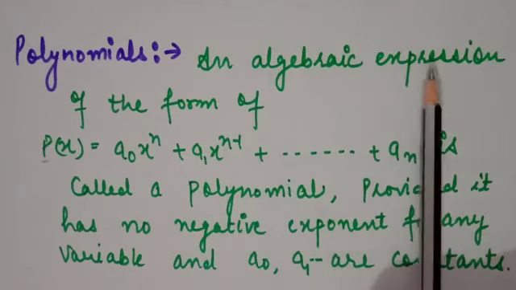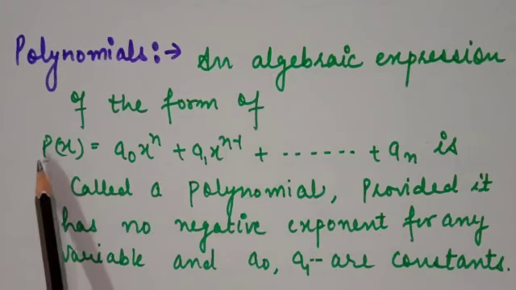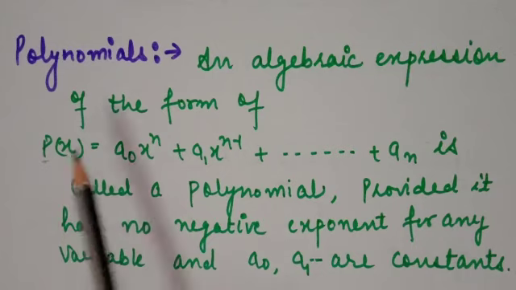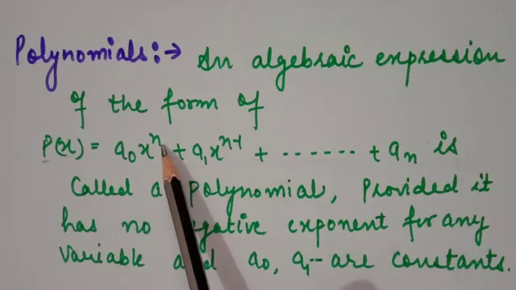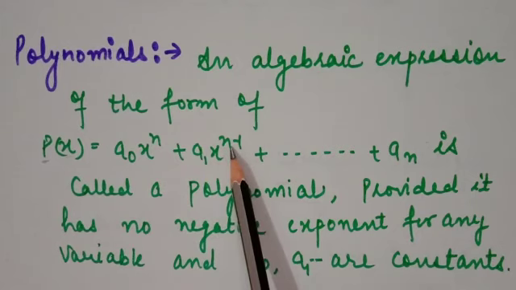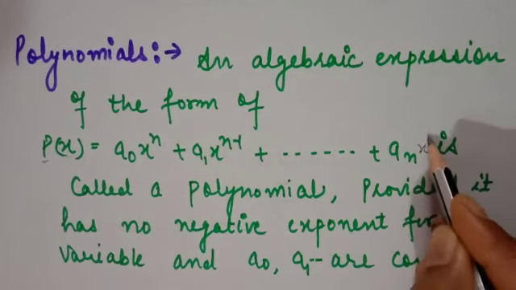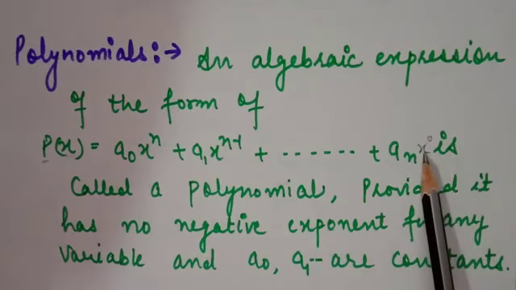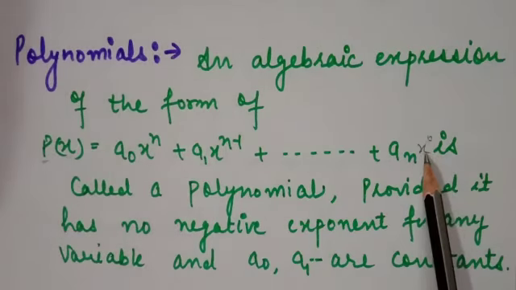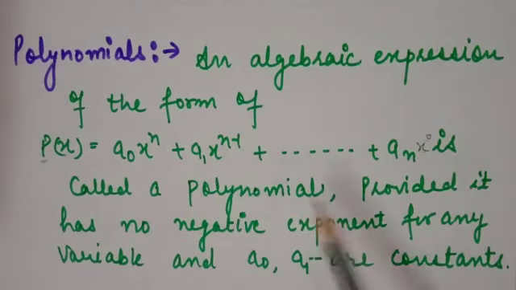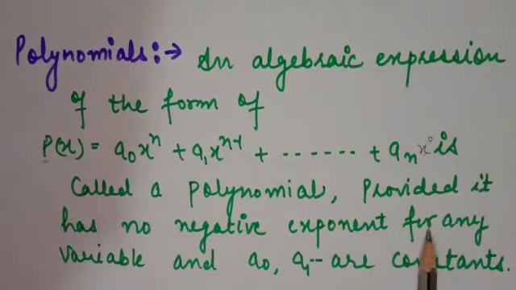Polynomial: an algebraic expression of the form p(x), where p is representing the polynomial and x is representing the variable, which is equal to a0 x^n + a1 x^(n-1) + ... + an. Here x^0 means 1, because we know it very well from the laws of exponents: if any variable has power 0, then it becomes equal to 1. It is called a polynomial, provided it has no negative exponent for any variable, and a0, a1 and all the other a's here are constants.